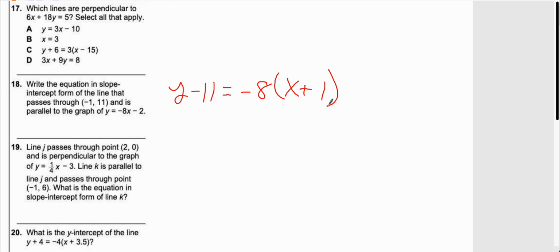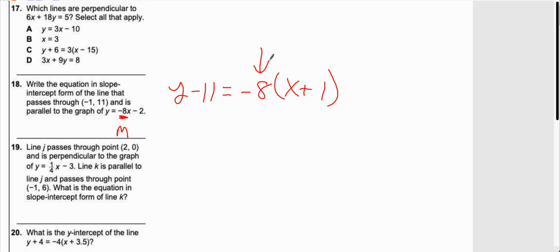Parallel means the same slope, right? So that's my m, and then I have a point. So this is my point-slope form. All he did was take the slope right here, and here's my ordered pair. So point-slope form was the way to go.